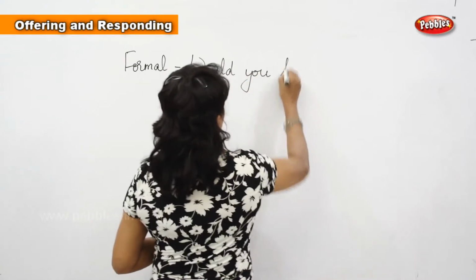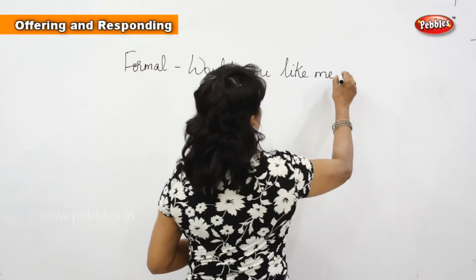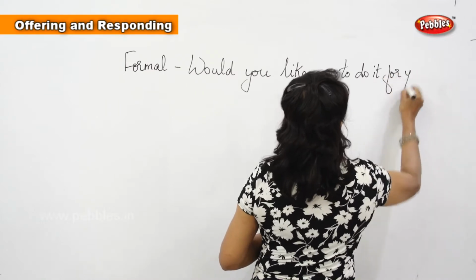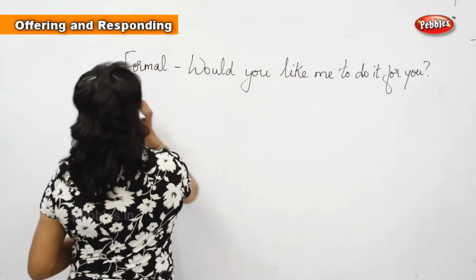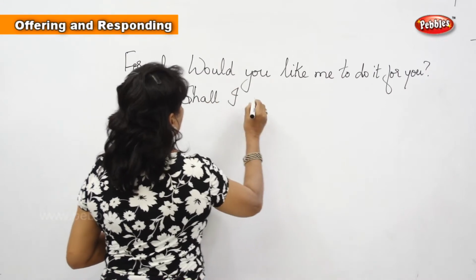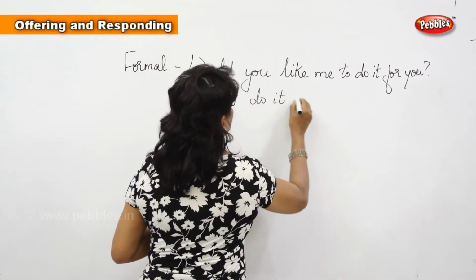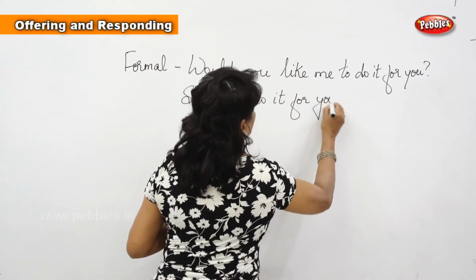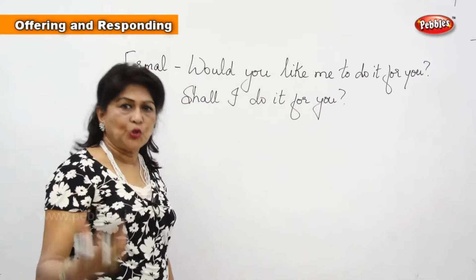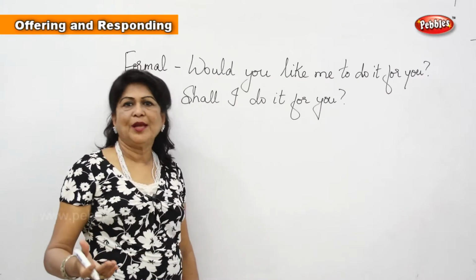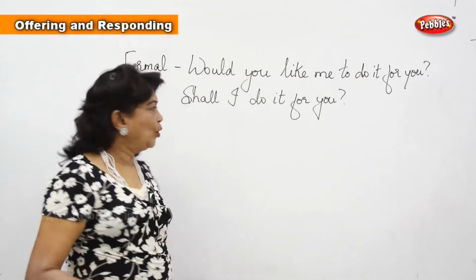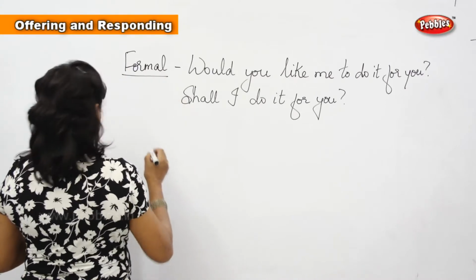Would you like me to do it for you? Or you can even say, shall I do it for you? Okay, in the place where you have "do it", here you can put whatever job you would like to offer to help. Okay. Now, we will put it in these sentences and I will discuss with you how to go about with a conversation. This is formal situation.